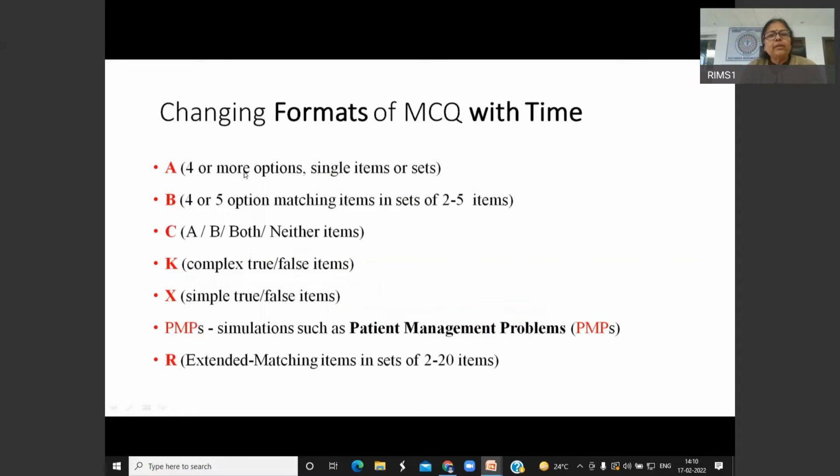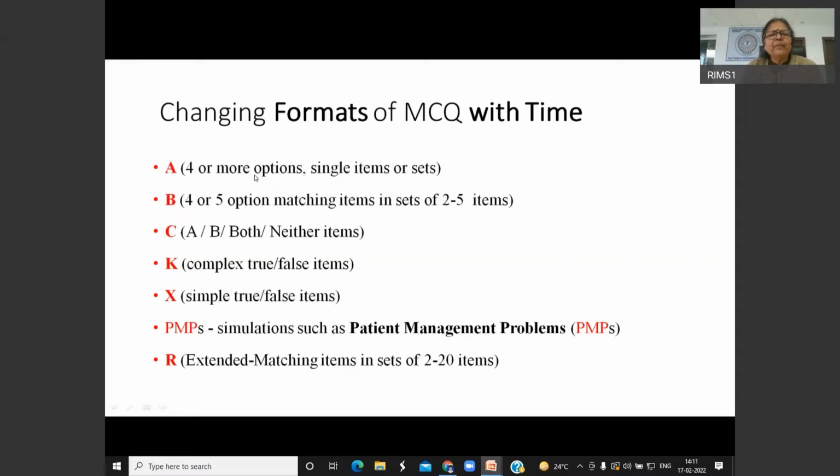Then we can discuss the formats. With time, different formats have come. So we can say changing formats of MCQ with time. In the very beginning, the type A format came, which had a single item or set, meaning a single statement, followed by 4 or more options, out of which one will be the most appropriate answer or the best answer. The remaining will be either a less appropriate answer, correct but not the most correct answer, or maybe even wrong. These other options, which are not the correct or most appropriate answer, are known as distractors.